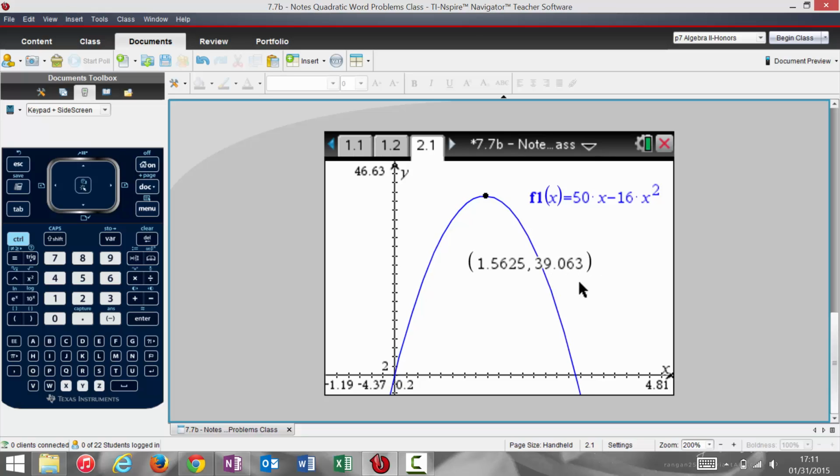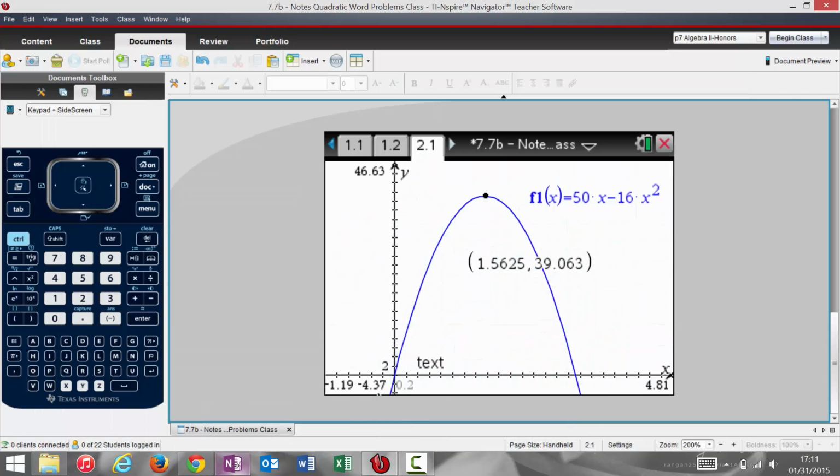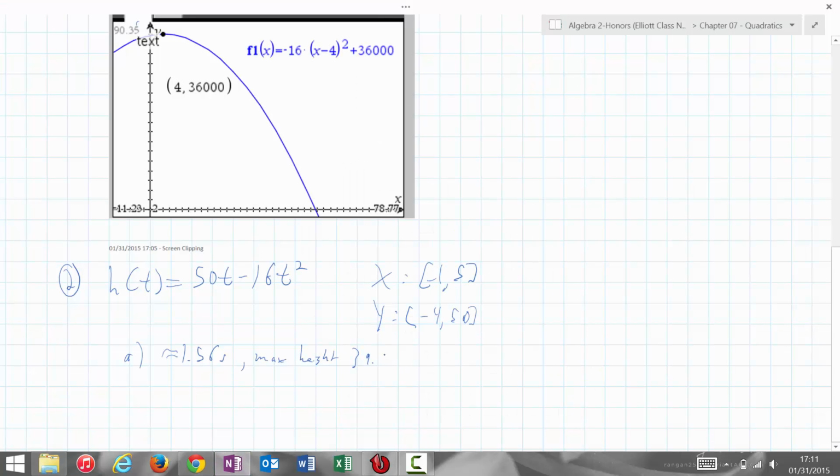1.5625 and 39.063. And let's just round. It says how long after the arrow is released does it reach its maximum height? So that's t is about 1.56. So we'll just go about 1.56 seconds. Max height is the y value, 39.06 feet. So I just rounded it to the nearest hundredth.